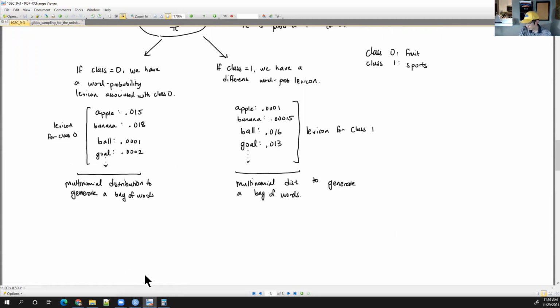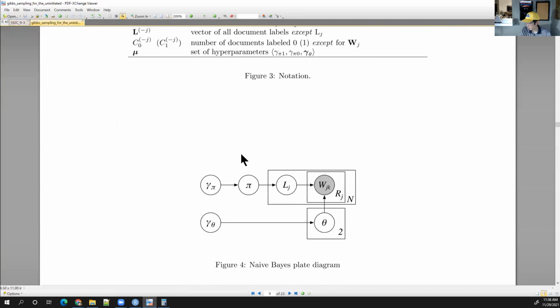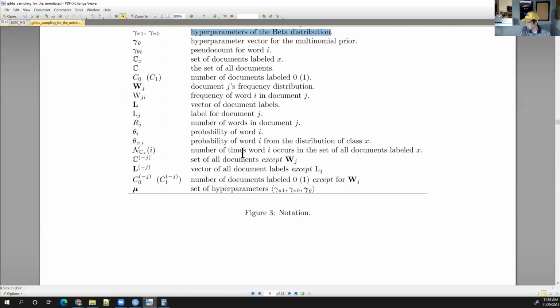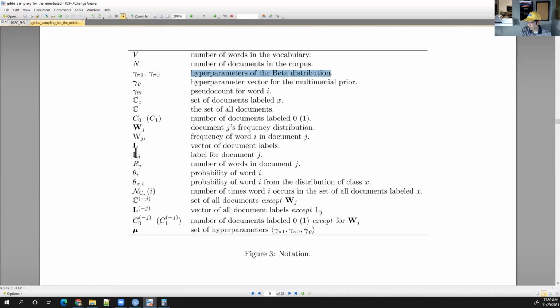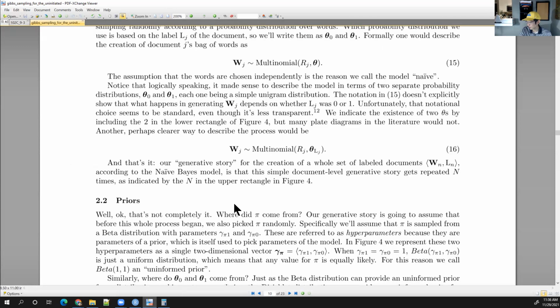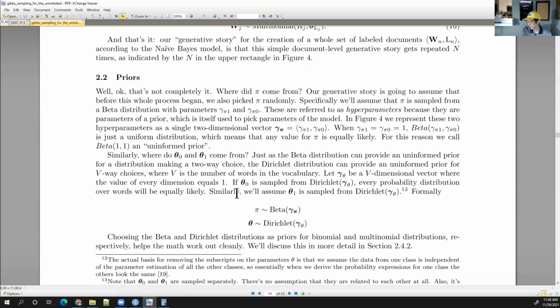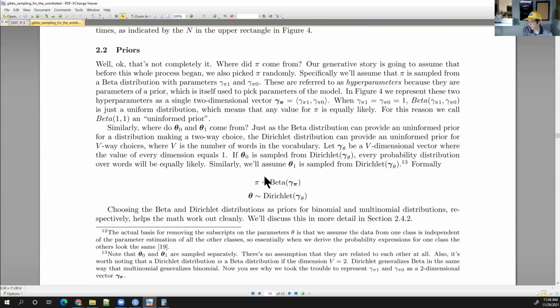So let me see, we'll see all of these different notations appear. All right, so the priors, again, we're saying as far as where the documents come from, whether it's about fruits or sports, that's a Bernoulli, okay? And the Bernoulli, how the coin flips, comes from the beta distribution.